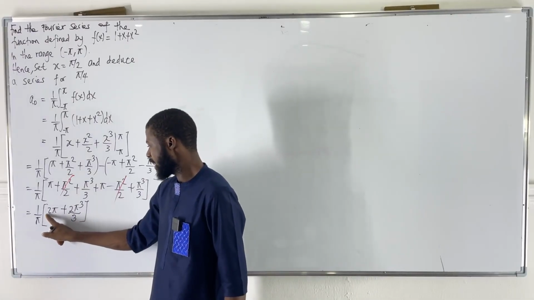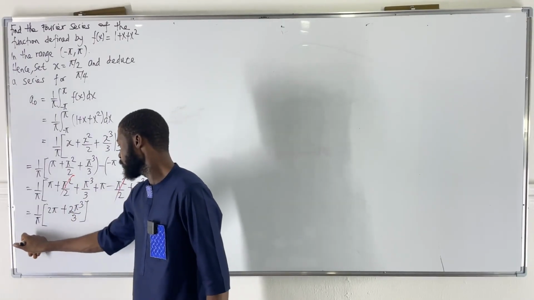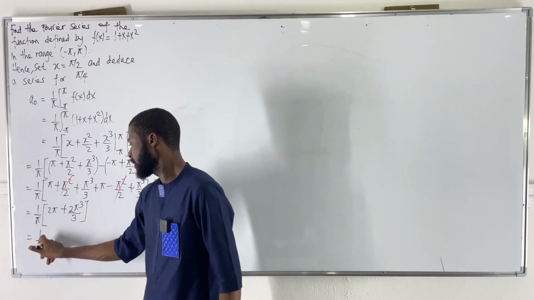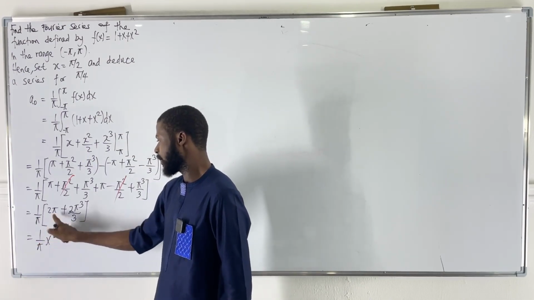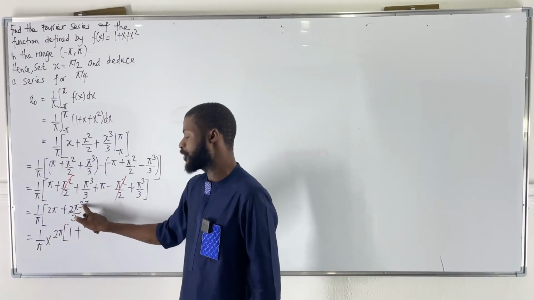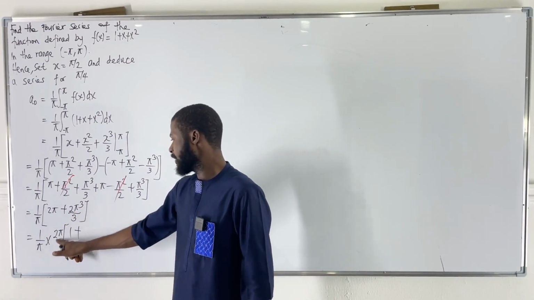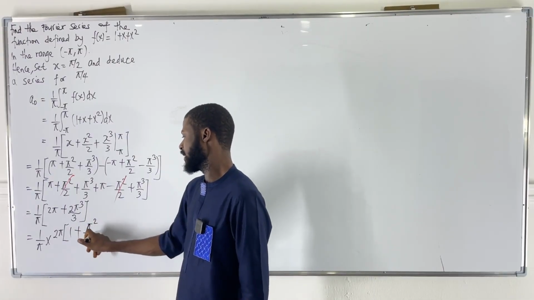2 pi is common because I have 2 pi here. I also have 2 pi here. So 2 pi is common. So this will be 1 over pi times, let's bring out the 2 pi. Then open this up. 2 pi over 2 pi is 1, plus 2 pi cubed divided by 2 pi will just give me pi squared. Then divided by 3.